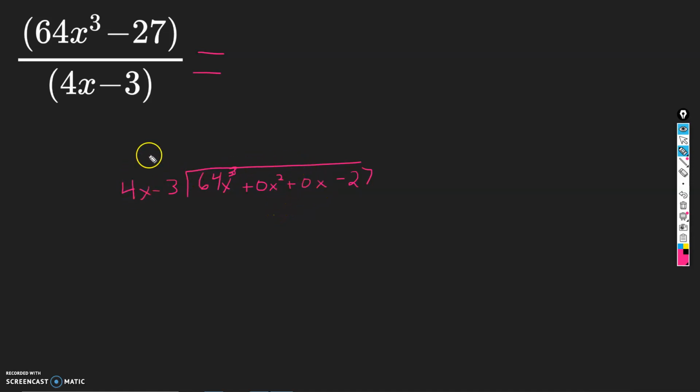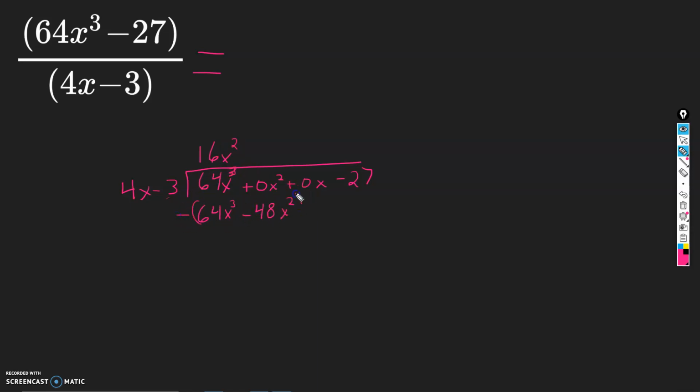Okay, how many times does 4x go into 64x cubed? Well, 4 goes into 64 16 times. x goes into x cubed x squared times, because x squared times x will give me x cubed. So 16x squared times 4x, this will give me the 64x cubed that I need. Now 16x squared times negative 3 is negative 48x squared.